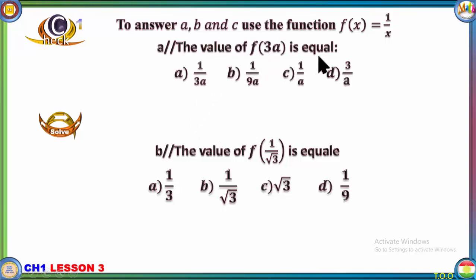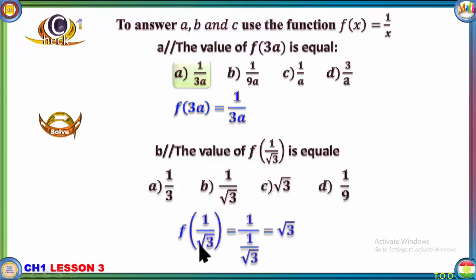Replacing 3a in place of x, then f of 3a is equal to 1 over 3a. That means A is a correct answer. B. The value of f of 1 over square root of 3 is equal to... Replacing x with 1 over square root of 3, it becomes 1 over 1 over square root of 3, which becomes square root of 3. Then C is a correct answer.